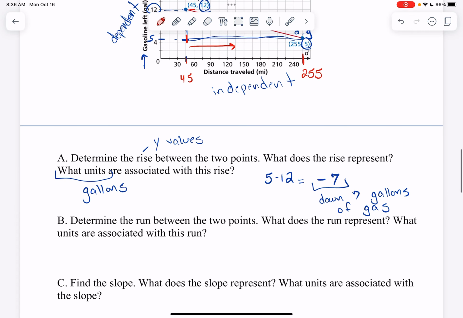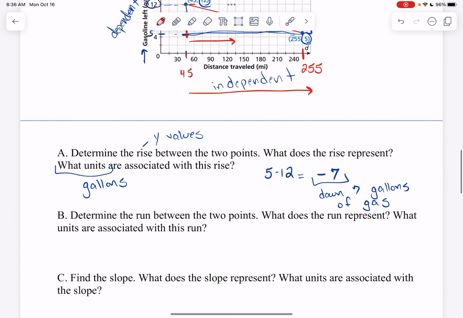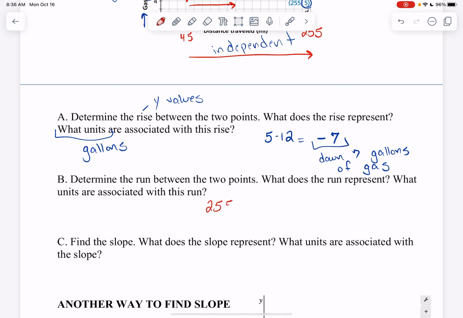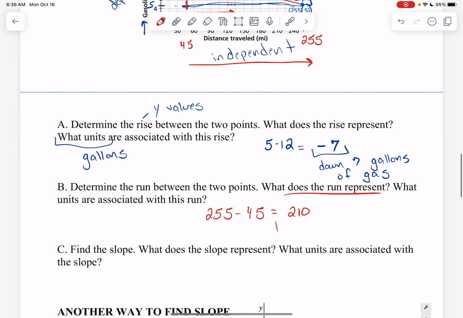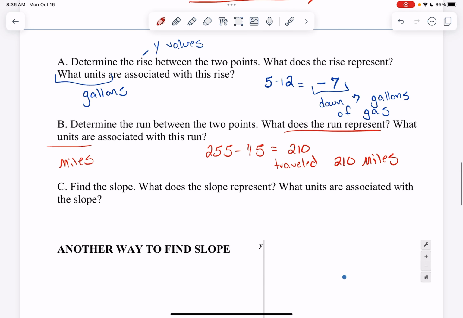So how far do I go over, to go from 45 to 255? Well, I would need to take 255 minus 45, which gives me 210. My run is 210. What does the run represent? Well, let's look at it: distance traveled. It means I traveled 210 miles. What units? The units are miles. We traveled 210 miles.